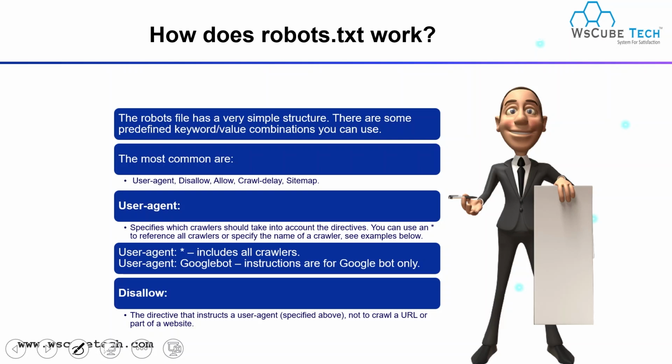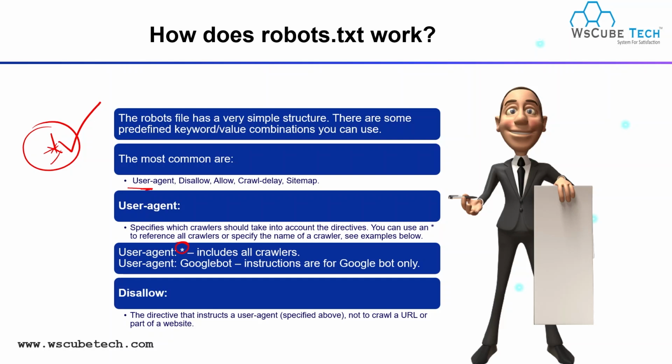First, we have the user agent. User agent specifies which crawler should take the directive into account. You can use it to reference all crawlers or specify the name of a crawler. If you use the asterisk sign, it means all crawlers. For example, if you mention user agent asterisk, this particular note is for all crawlers. If you mention Googlebot, these instructions are only for Googlebot.